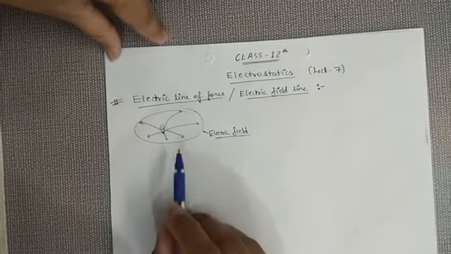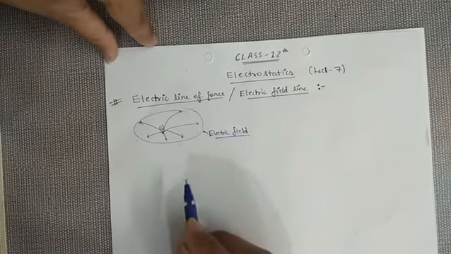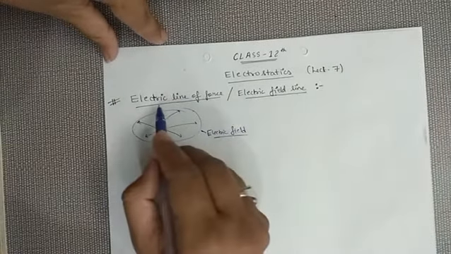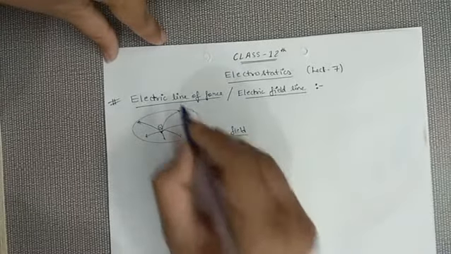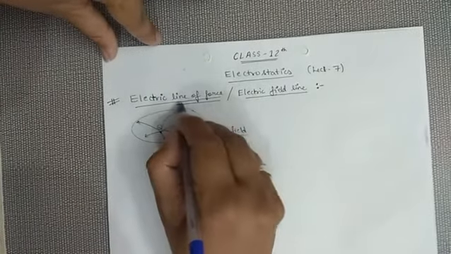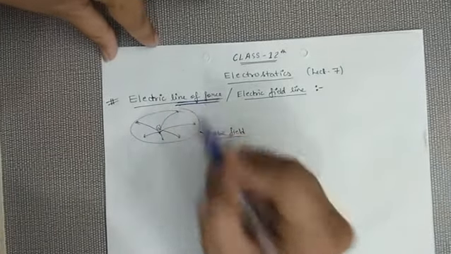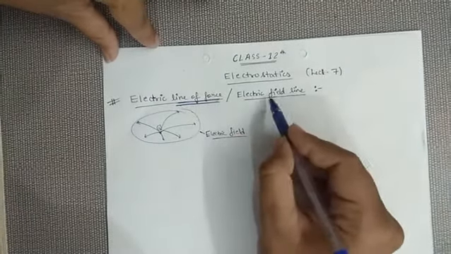This concept was given by Michael Faraday. According to Michael Faraday, this electric field is present because of these electric field lines. He named these lines lines of force. Why did he term these lines of force? We can know them as lines of force as well as electric field lines.